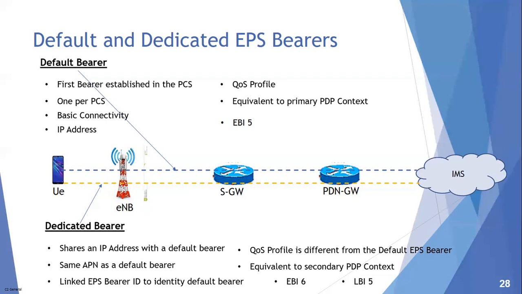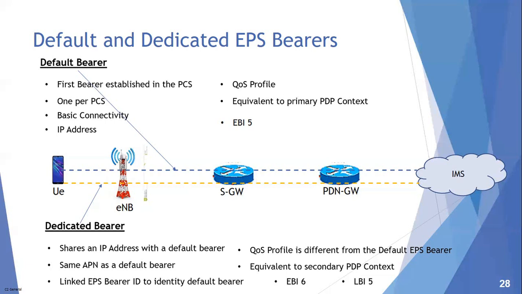And any PDN connectivity service has at least one bearer. And this bearer is the default bearer because it is the first one created, so it normally is the default bearer. But let me rephrase: the basic connectivity of the default bearer is from UE to eNode B to S gateway, to PDN gateway, and then goes to the IMS network.